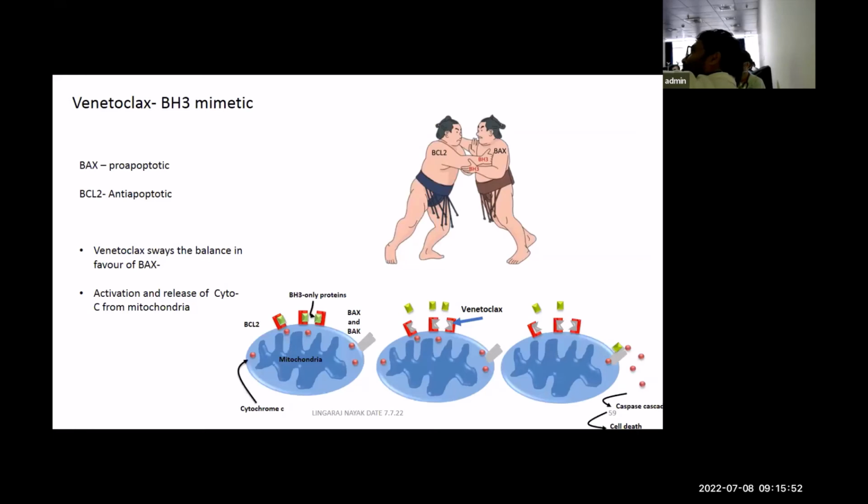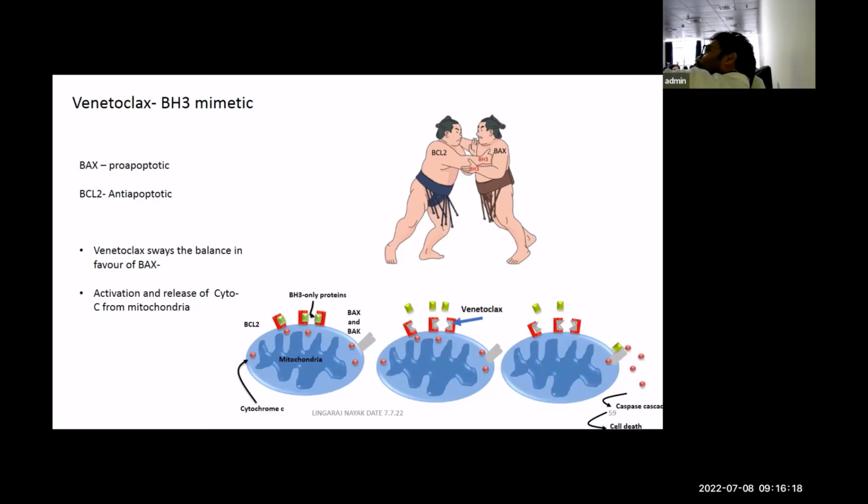Typically, the natural ligand for the receptor is BH3, right? When BH3 is attached, BAX is closed. What venetoclax does is sway the balance in favor of apoptosis. That means it is a BH3 mimetic. It attaches to BCL2, and when it attaches, it releases BAX. It will not allow the ligands to bind to the receptor, and subsequently your BAX will be activated, and that leads to apoptosis.